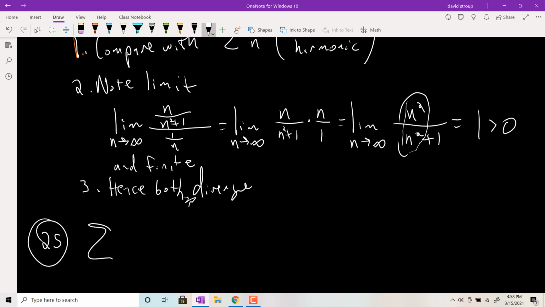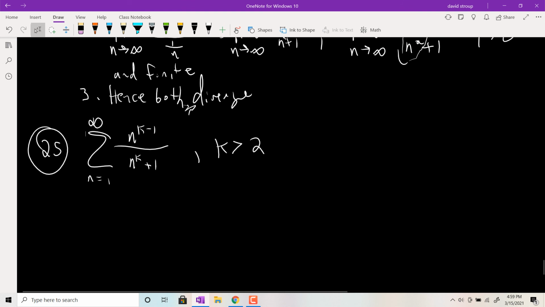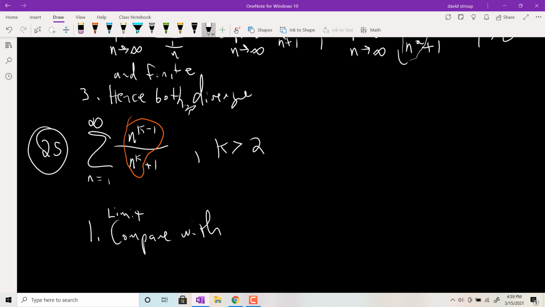So we have the sum of n to the k minus 1 all over n to the k plus 1, from k greater than 2, and we have n equals 1 to infinity. Okay. So first, well, this is still kind of easy, isn't it? So first, you're just going to compare it with this series. Okay, so compare with, maybe I should say limit compare, so you don't think I'm doing a direct comparison.